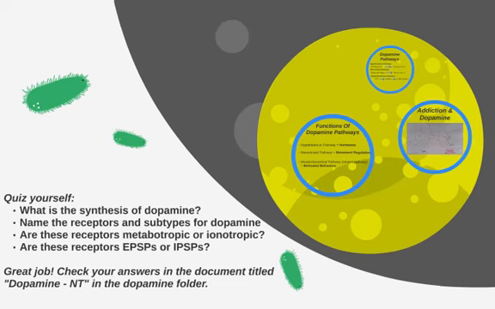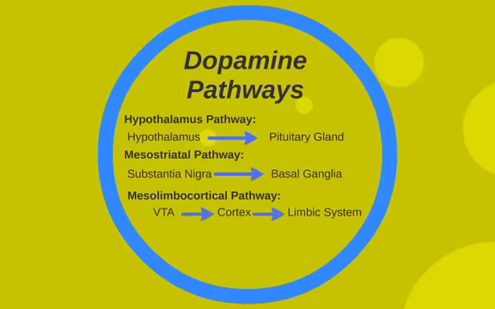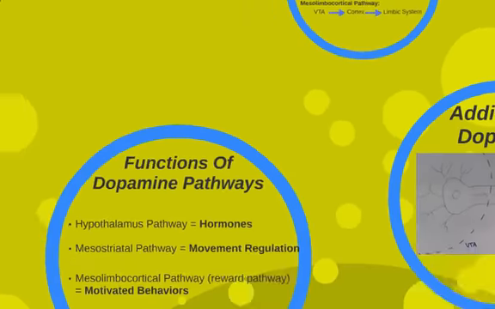Let's continue. So next is the dopamine pathways. Dopamine is one of the neurotransmitters that has more of a complicated set of pathways. The first one is the hypothalamus pathway, which starts in the hypothalamus and goes to the pituitary gland. Next is the mesostriatal pathway, which goes from the substantia nigra to the basal ganglia. Next is the mesolimbocortical pathway, which goes from the VTA to the cortex and the limbic system.